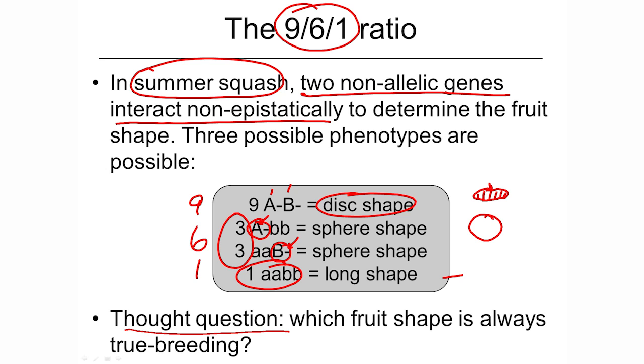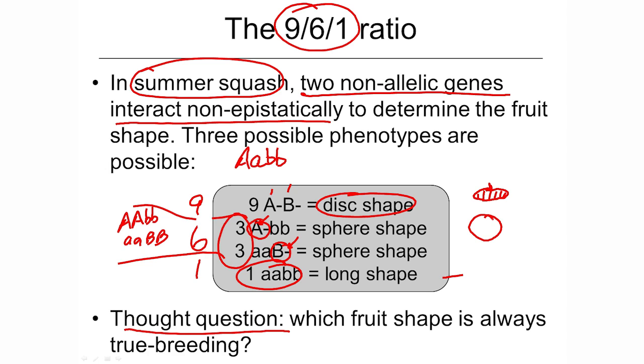Here's a thought question. Which fruit shape is always true breeding? Now, don't get me wrong. You could make true breeding lines of any of these and probably in a couple of different ways, right? In other words, clearly, this and this would both be pure breeding for the sphere shape, right? But you can have a sphere shape like this that is not pure breeding. Do the Punnett square and you'll see. So which one is always true breeding?